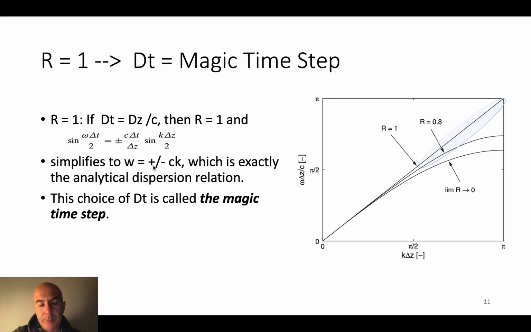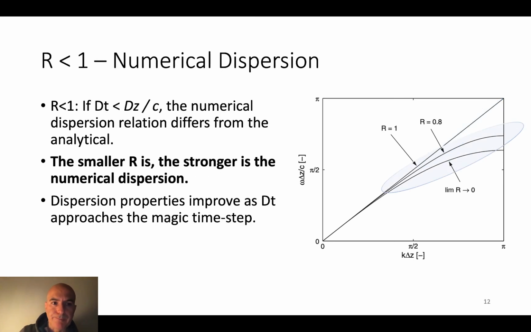omega equal to plus or minus the speed of light multiplied by the wave number. It is exactly the analytical dispersion relation for electromagnetic waves propagating in vacuum. When r is equal to 1, the corresponding delta t, the time step, is called the magic time step. And this magic time step doesn't show any dispersion.